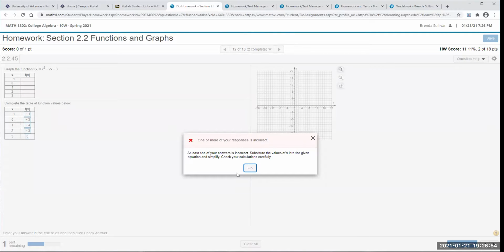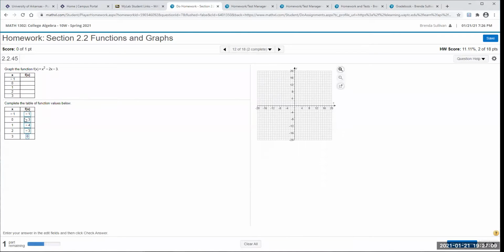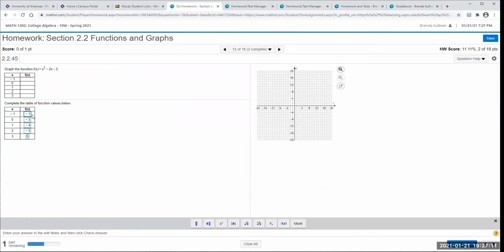The first one is supposed to be 0. It is. And look what it told me. It said at least one of your answers is incorrect. So you just beat them to the draw. But know that if that comes up, double check your work. Thank you for pointing that out. If I could give you an extra point, I would.